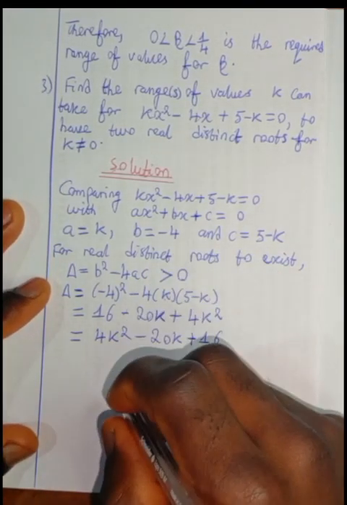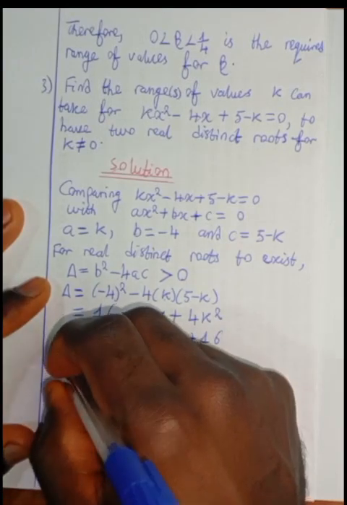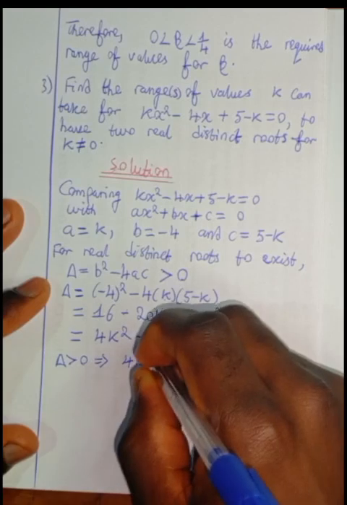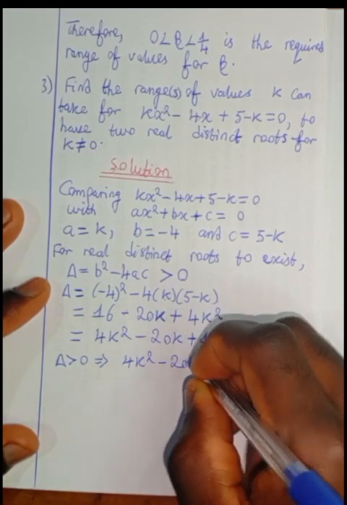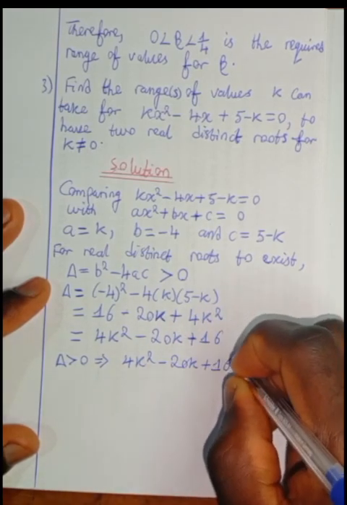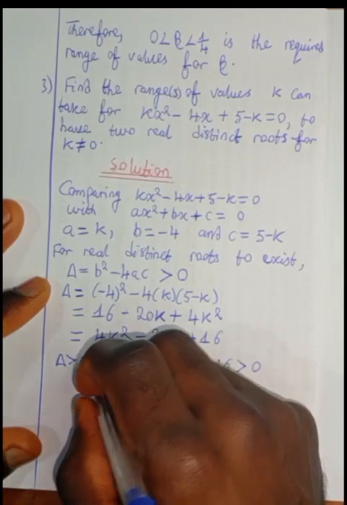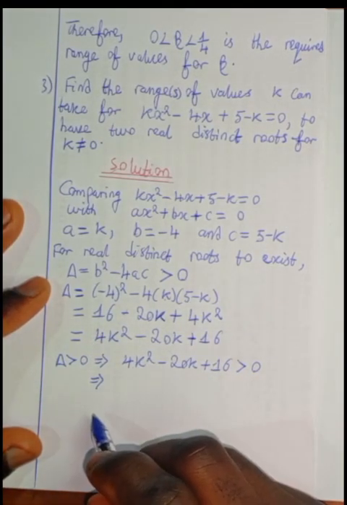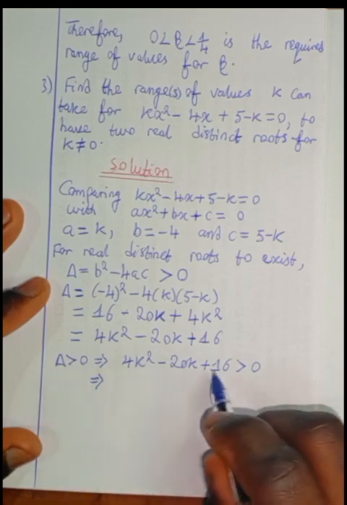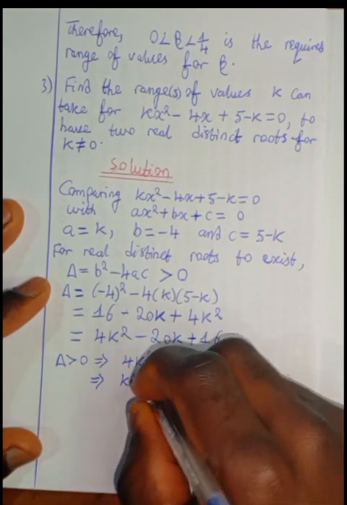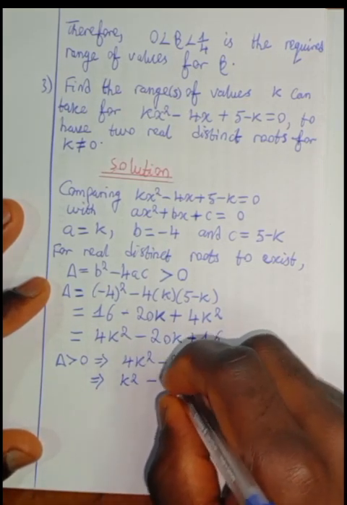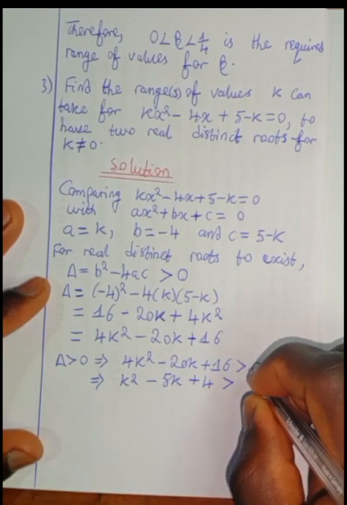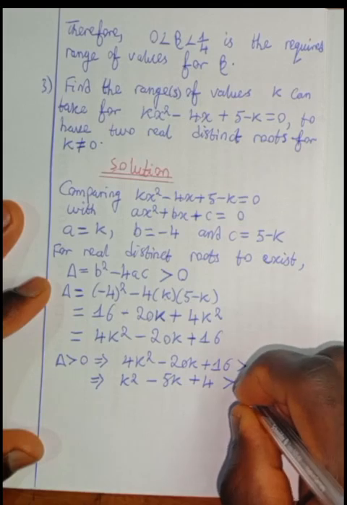But we know the discriminant is greater than 0, so if you take discriminant greater than 0, then 4k squared minus 20k plus 16 has to be greater than 0. Then you will see that 4 is common. If we divide all through by 4, this will give us k squared minus 5k plus 4 is greater than 0, divided by 4 remains 0.